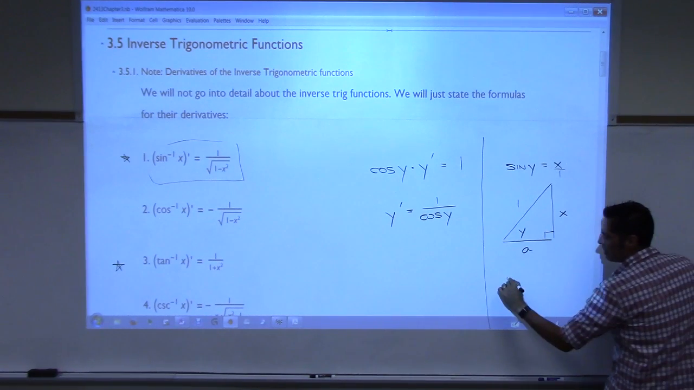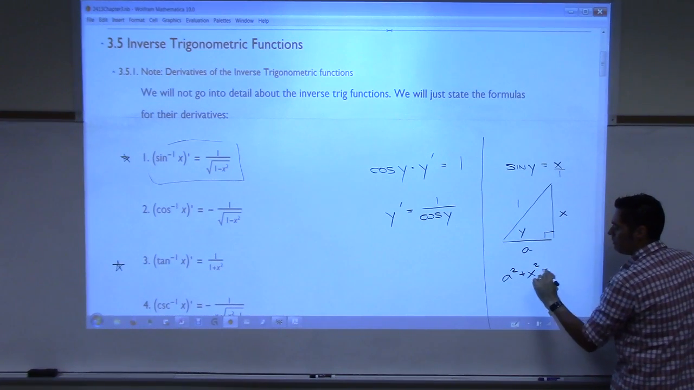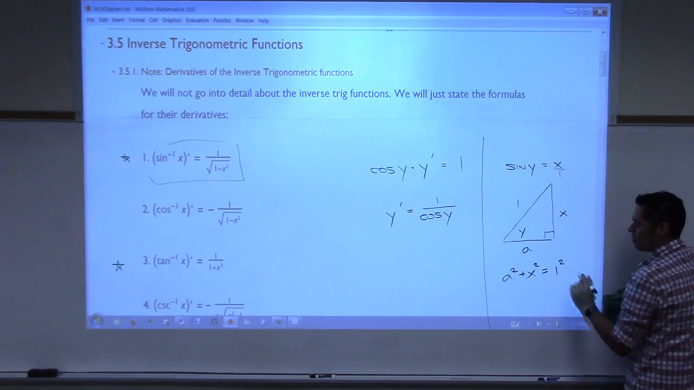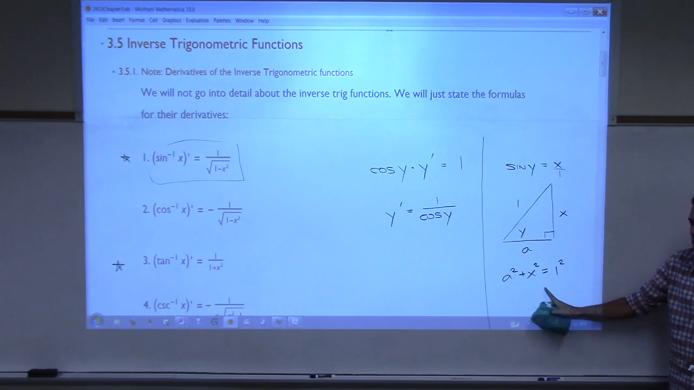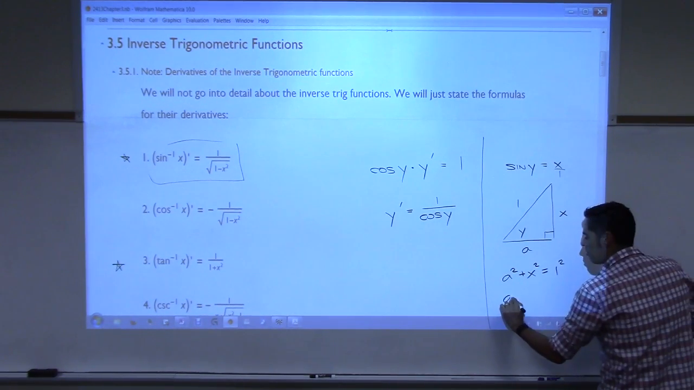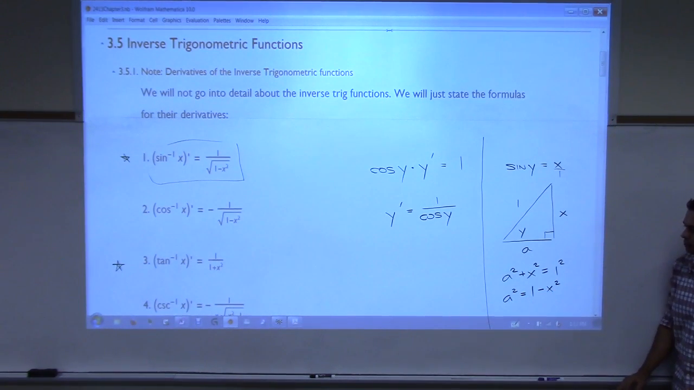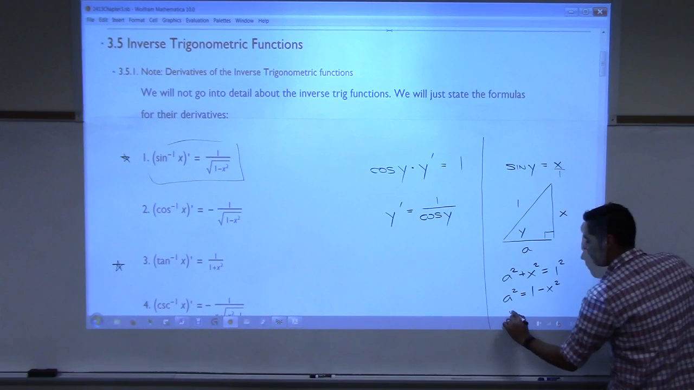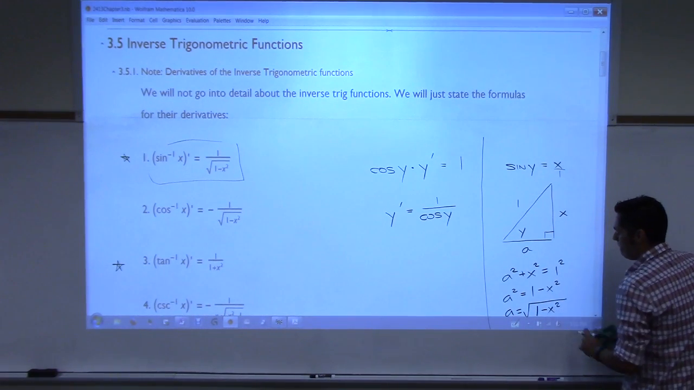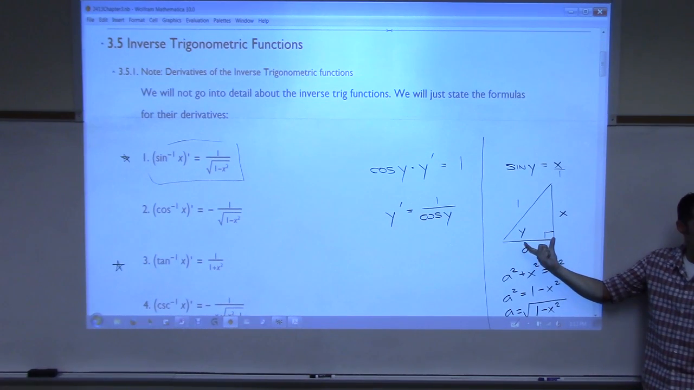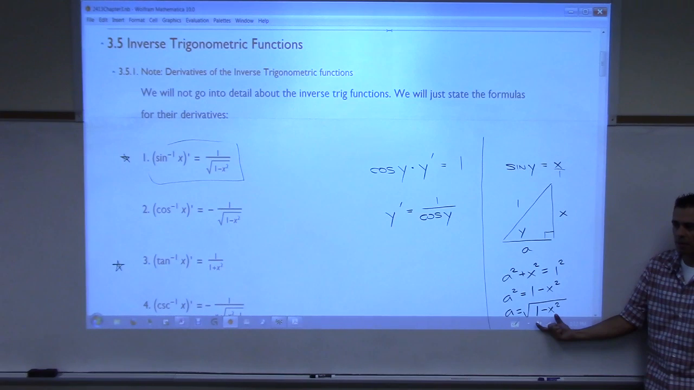By the Pythagorean identity, a squared plus b squared must equal c squared. And I can solve for a, right? Just move this over here. I get a squared is 1 minus x squared. Take the square root. And I should have plus or minus, right? But for the length of a side of a triangle, I'm going to look at this as being a positive answer, so I get this. You all there?